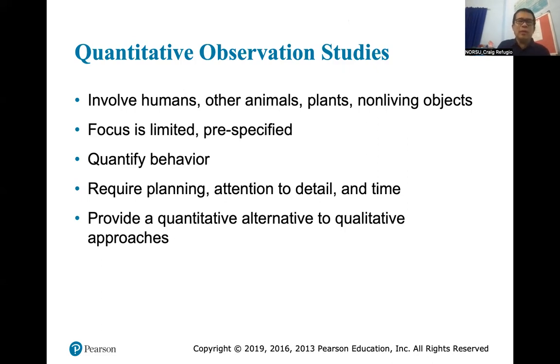Next, it requires planning, attention to detail, and time. Planning is very important. That is why we have a research proposal. In a research proposal, you plan what is step number 1, step number 2, step number 3, focusing on the research cycle. The cycle that I introduced is all about identifying a research problem, then going to the review of related literature, and so forth, up to the reporting, the sharing of the results of the study. Then going back to the identification of the research problem.